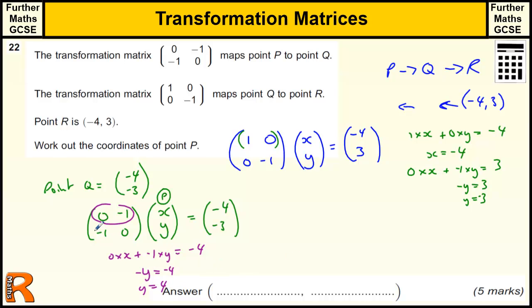And then the bottom pair, -1, 0: -1 times x, 0 times y, so we've got -1 lot of x plus 0 lots of y equals -3. So that's -x equals -3, so x equals 3. So we finish that off. Our answer is x equals 3, y equals 4. So the point P is (3, 4).